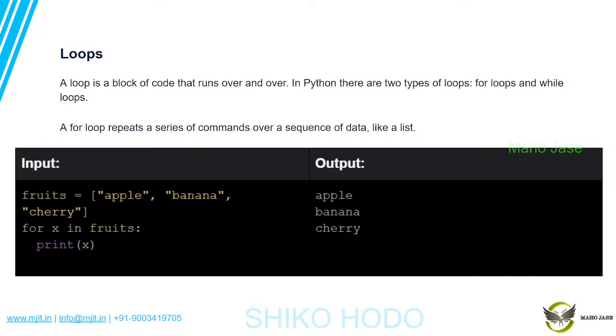In short, I will just explain what a loop is. A loop is a block of code that runs over and over. In Python, there are two types of loops, that are for loop and while loop. A for loop repeats a series of commands over a sequence of data, like a list.